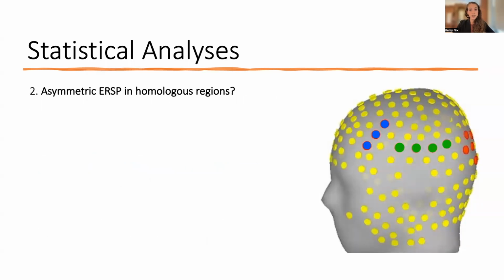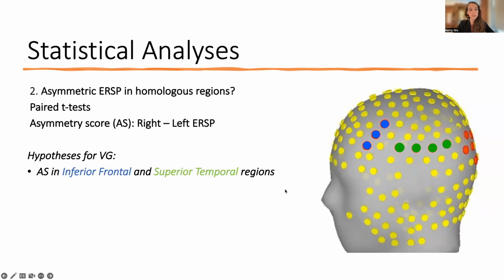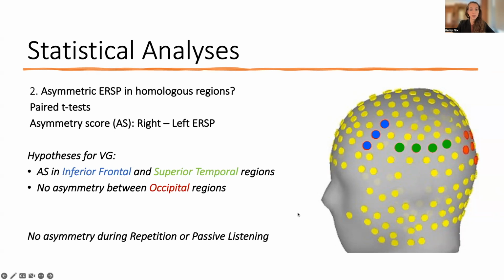We next assessed for asymmetry in spectral responses between hemispheres, comparing the ERSPs in matched left and right ROIs using paired t-tests. We present an asymmetry score, which is the right minus left ERSP, so a positive AS indicates right hemisphere ERSP is more positive than left. We expected significant asymmetry in the inferior frontal and superior temporal regions, but not occipital regions. We also didn't expect asymmetry during repetition or passive listening.